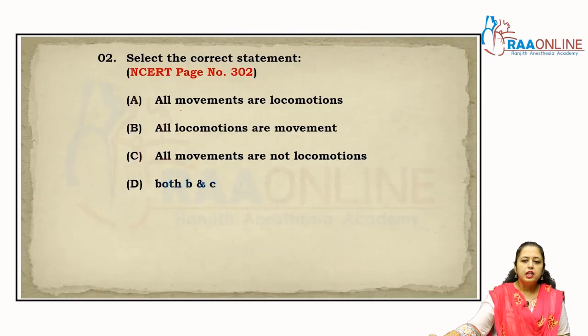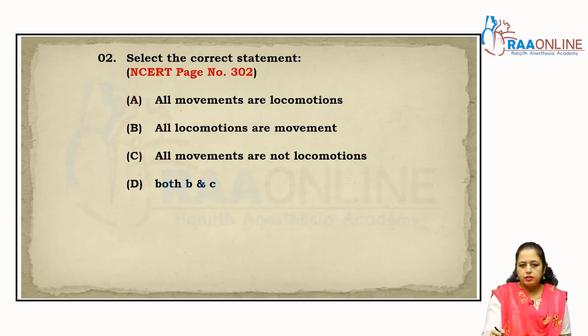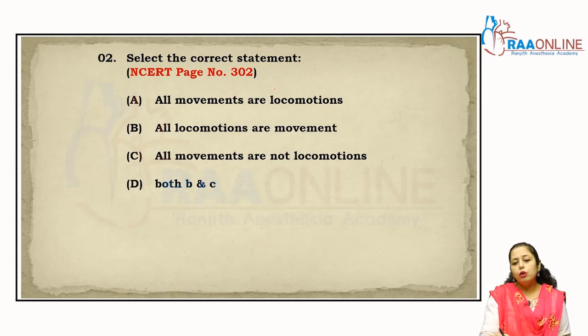Now come to the next question. Select the correct option. First, all movements are locomotions. Second, all locomotions are movements. Third, all movements are not locomotions. Or both B and C. So what do you think? What is the answer exactly?